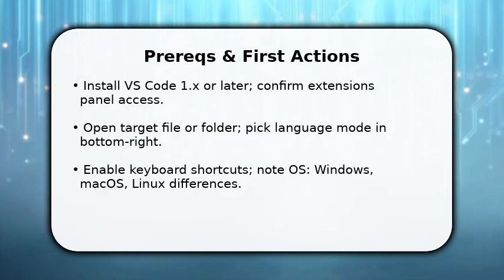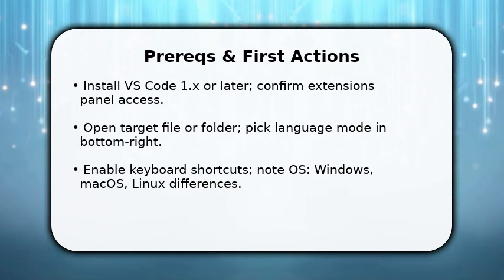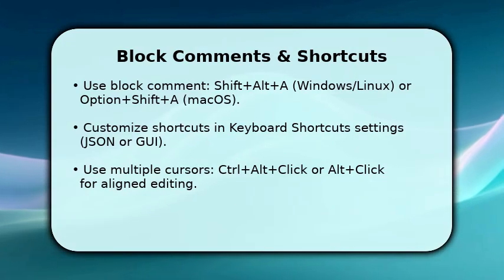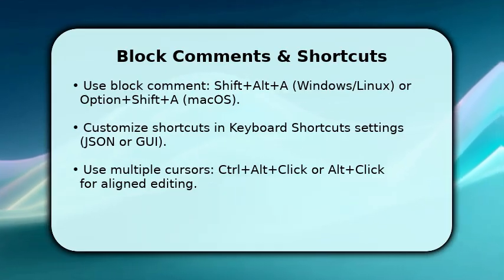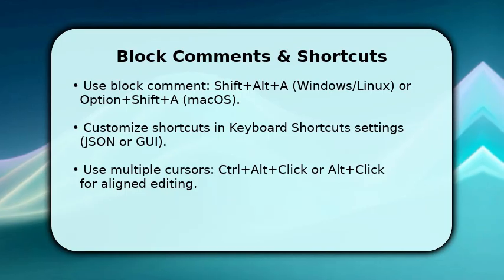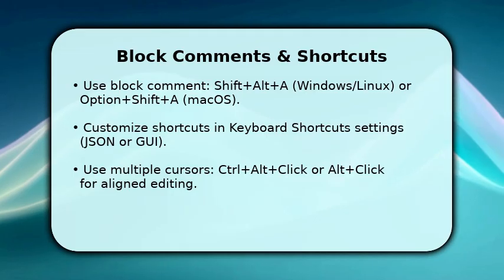Once done, you'll see comment markers added. This prepares you for block commenting and custom shortcuts. You now need block comments and efficiency tricks. Select a multi-line region and press Shift plus Alt plus A or Option plus Shift plus A on Mac OS to wrap with block comment tokens, which works across many languages.